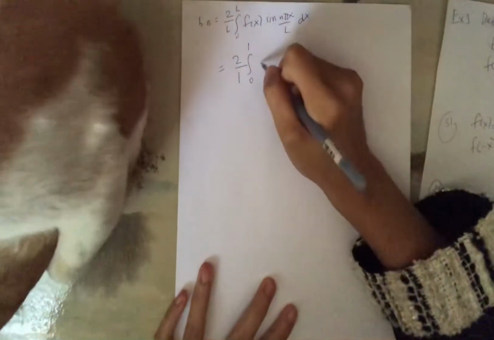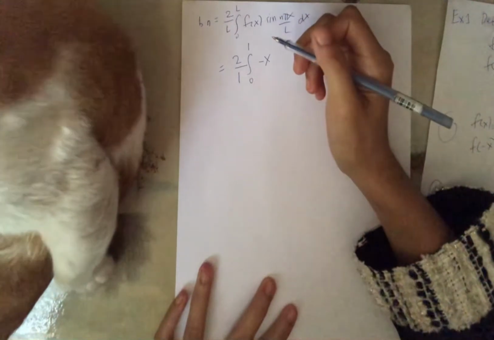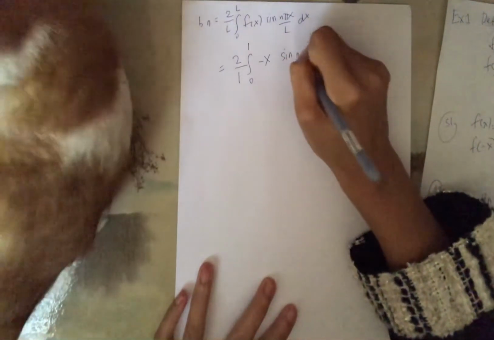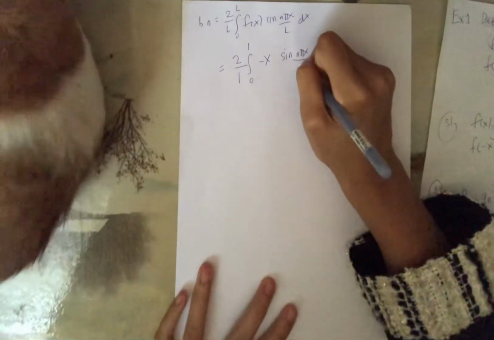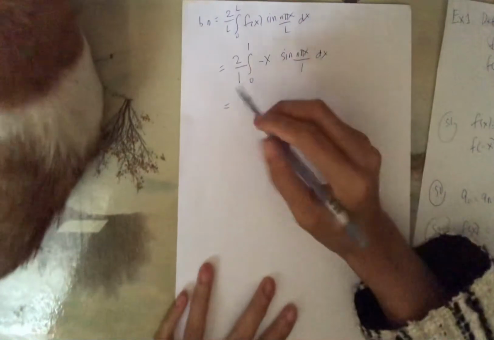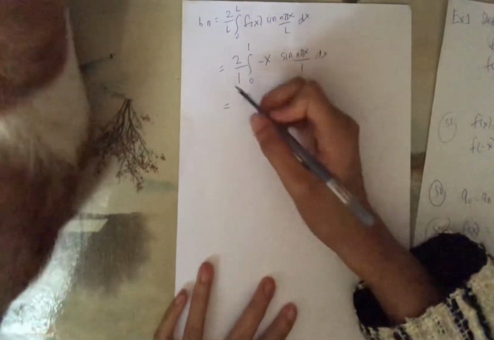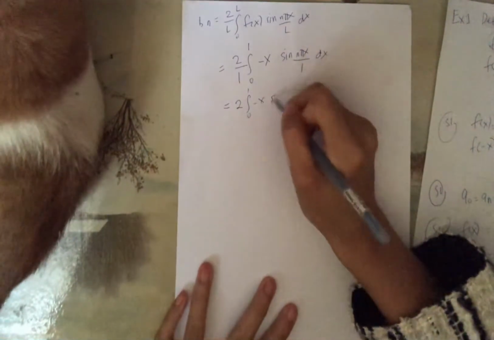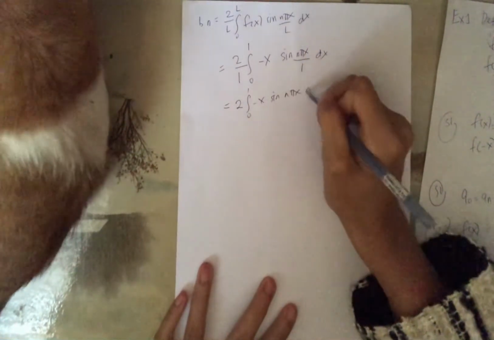So what is your f(x)? Your f(x) is equal to negative x. Then sine n pi x over L. What is your L just now? It is 1. And then dx. So just simplify, because we know that 2 over 1 is 2. So you just write 2 here, and then integral from 0 to 1 of negative x sine n pi x dx.